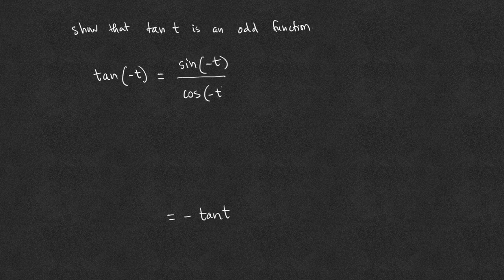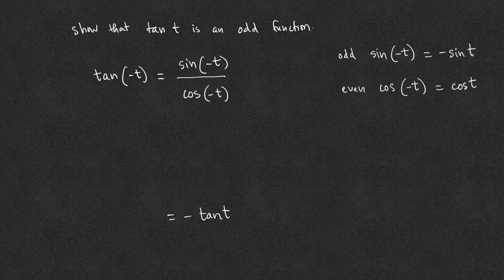The input is the same. But we know that sine is an odd function, so sine of negative t is negative sine of t. We also know that cosine is an even function, so cosine of negative t is positive cosine of t. Replacing those, we have negative sine of t in the numerator because sine is an odd function. We have cosine of t in the denominator because cosine is an even function.